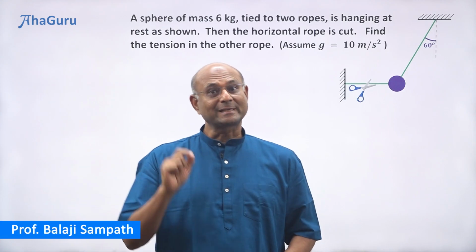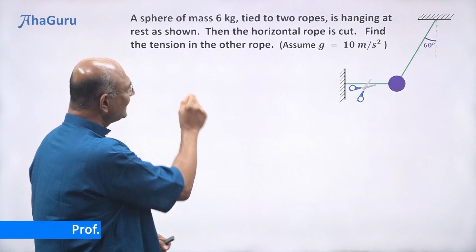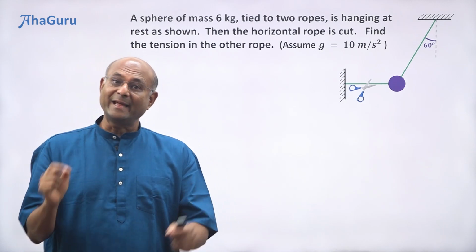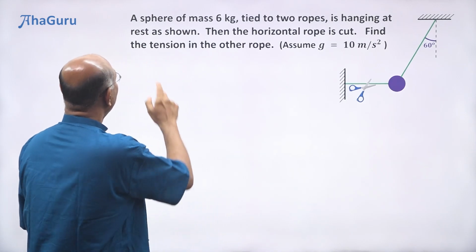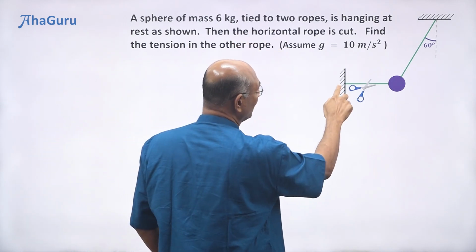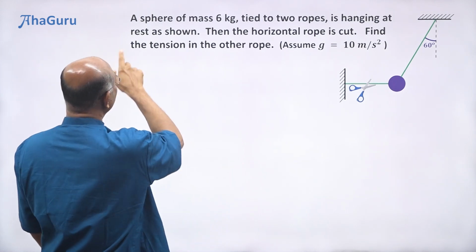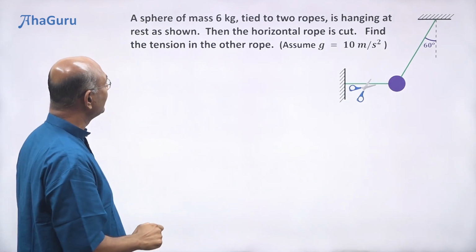One of my students, Kavya, had a very interesting doubt in this question. Let us first read this question and then look at Kavya's doubt. A sphere of mass 6 kg is tied to two ropes. This is one rope, that is the other rope. It is hanging at rest as it is shown in this diagram.